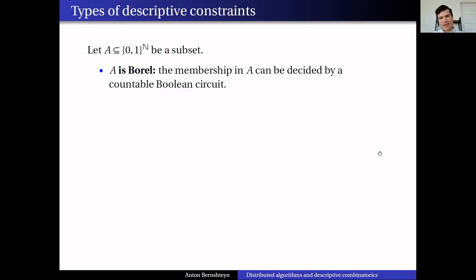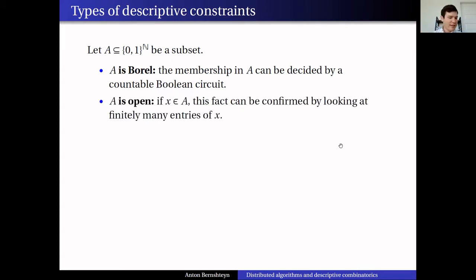In addition to this, there are other notions that we can consider. For example, we know that open sets are Borel, so maybe we just want A to be open. This is a topological notion, but in the case of the space of infinite bit strings, it turns out to be equivalent to the following purely combinatorial notion.